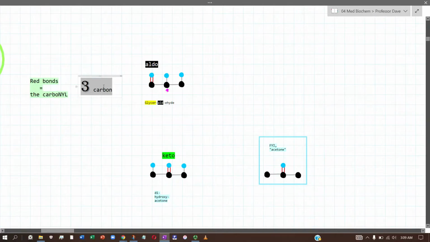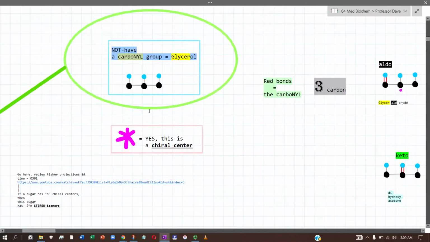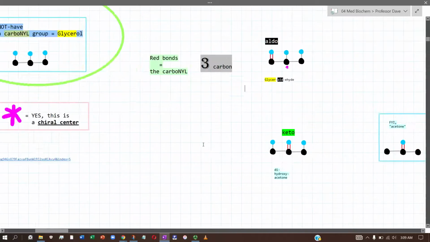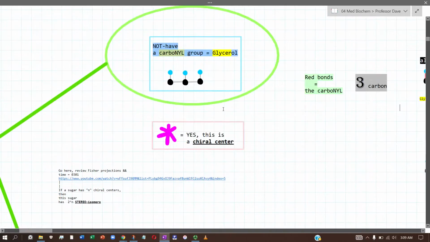So when it comes to this 3-carbon sugar, it's a triose, but specifically it's an aldotriose. And then when it comes to this other 3-carbon sugar, it's a ketone, so it's a ketotriose. Ketotriose.